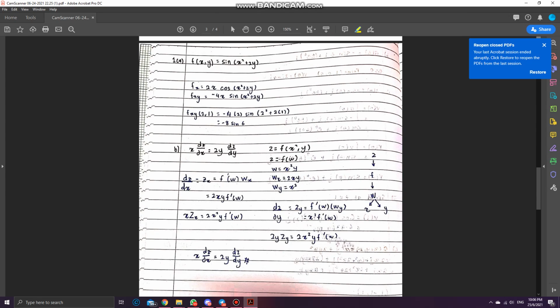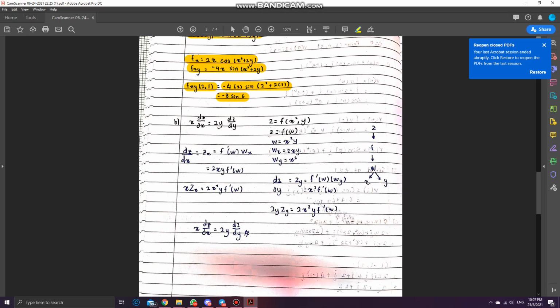Hello. For question 1a, the function is f(x,y) equal to sin(x square plus y) plus 2y. So the first step is we need to differentiate in terms of x, and then we differentiate in terms of y, f_xy, and then we substitute the condition, like the question already gave that x is equal to 2, y equal to 1. So after we differentiate, we just substitute the value of x and y inside the function, and we will get negative 8 sin 6 here.